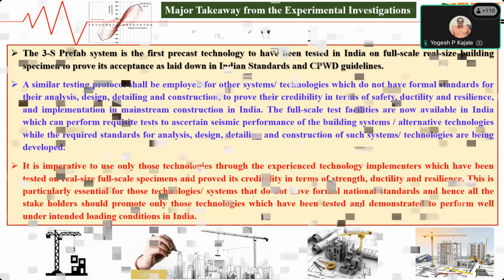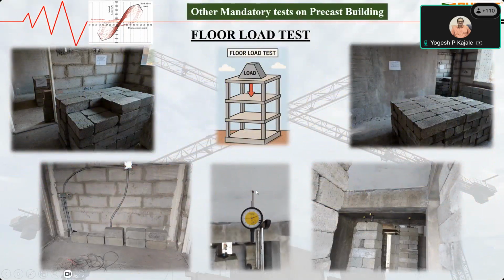Now, a lot of load test facilities are available in India. It's not that only MNIT Jaipur has the facility, but the CSIR CBRI lab at Roorkee also has a similar facility. Vallabhgarh also has a similar facility. IIT Kanpur also has the facility. ACRC Chennai also has the facility. There are a lot of facilities available now in India for conducting full-scale tests.